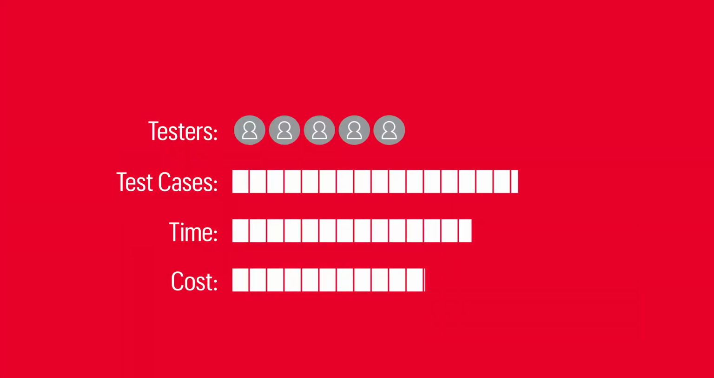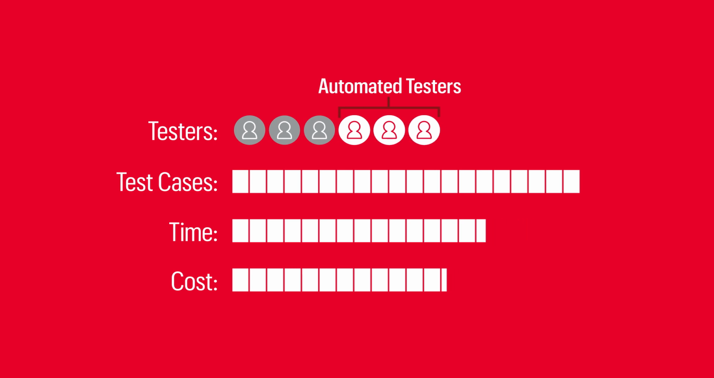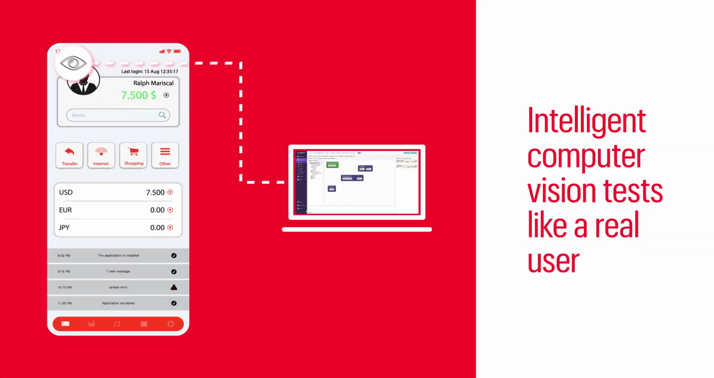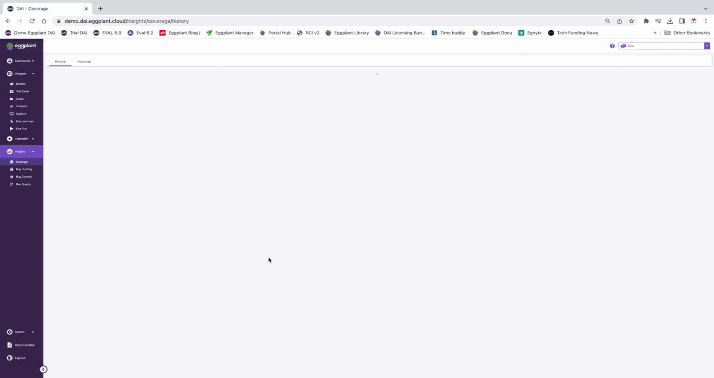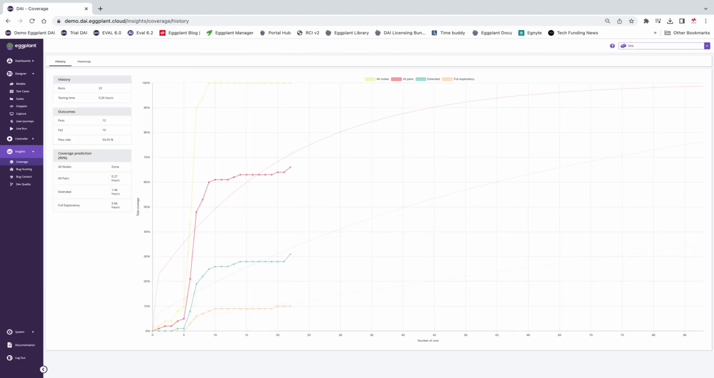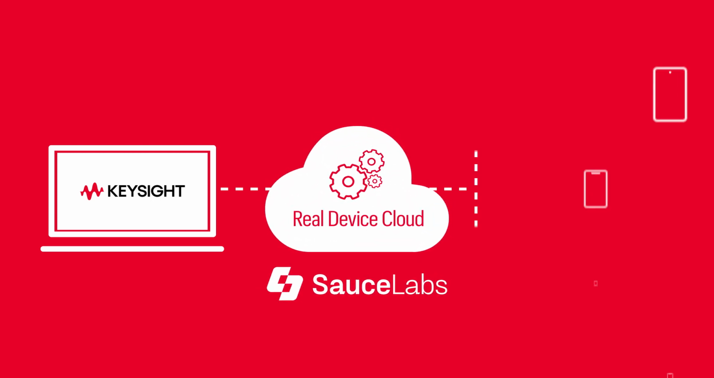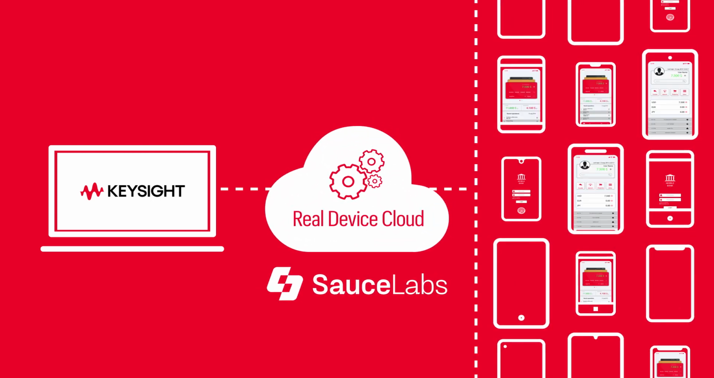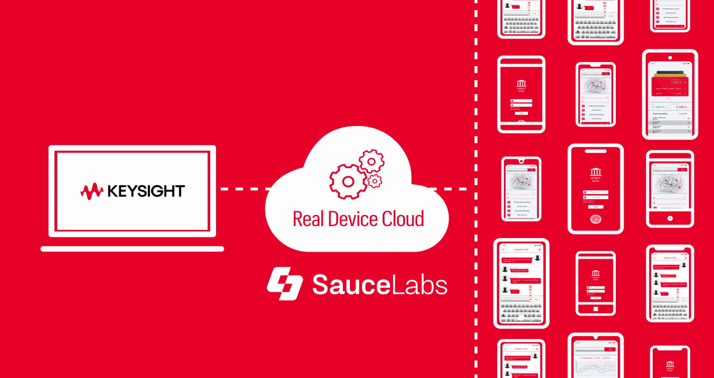This means you can replace time-intensive manual testing with lightning-fast, AI-driven automated testing, which uses intelligent computer vision to test just like a real user would. Eggplant Test also includes predictive user insights, giving you a better understanding of your user journeys, enabling you to accelerate your app's development lifecycle. And through our integration with Sauce Labs' Real Device Cloud, you can test a wide range of devices and operating systems at a fraction of the cost of maintaining your own device lab.